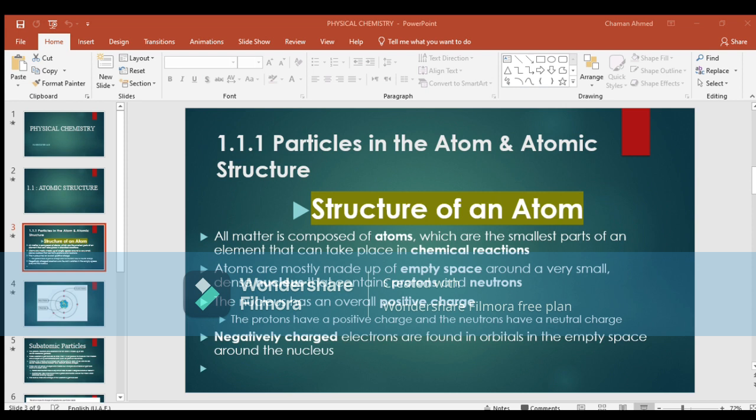The number of neutrons can be calculated by... How can we calculate the number of neutrons? There's a formula for that. Let's go further. You can see here the number of neutrons will be the mass number of that neutral atom minus the atomic number of that neutral atom.